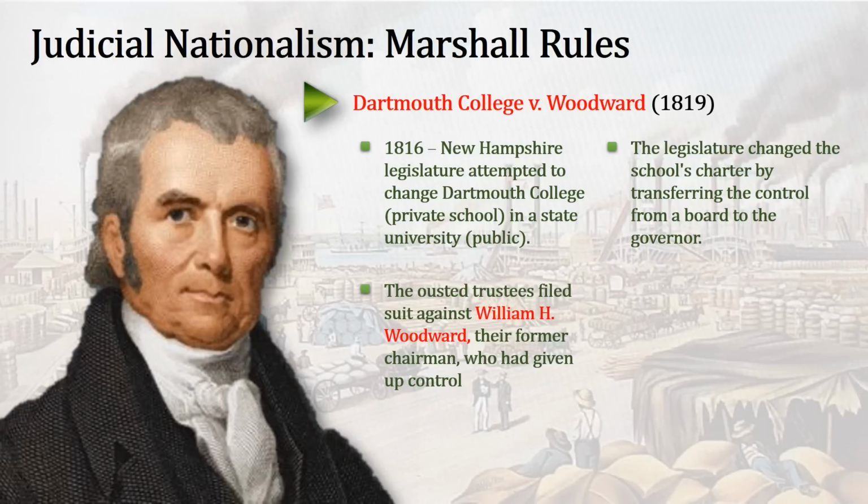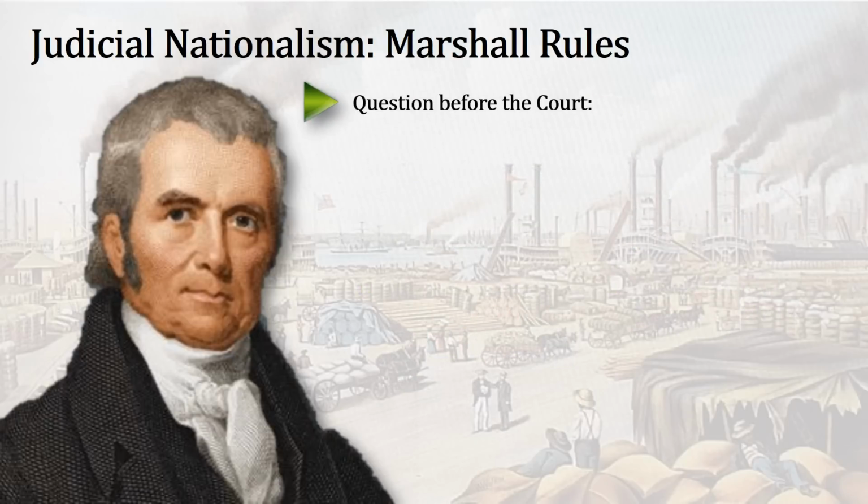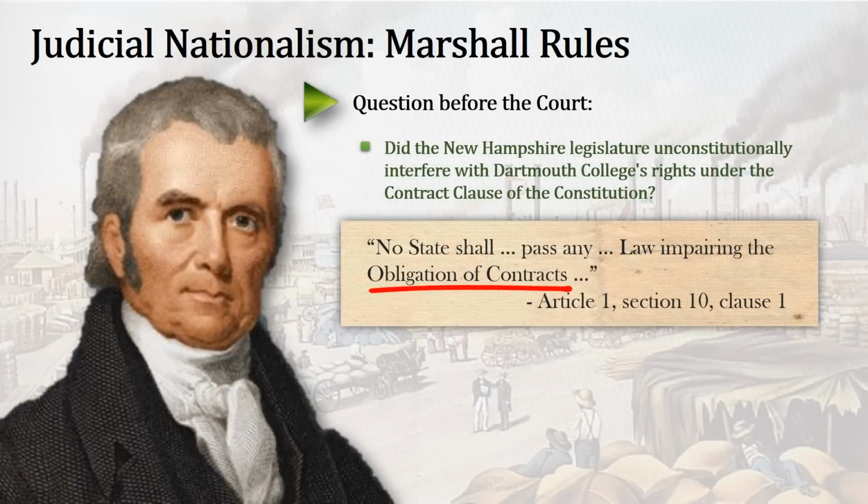The ousted trustees of the board filed suit against William H. Woodward, who was their former board chairman, who had gone along with this and given up control. And so, does the state or the college's trustees' will prevail here? The question before the court is this: did the New Hampshire legislature unconstitutionally interfere with Dartmouth College's rights under the contract clause of the Constitution?